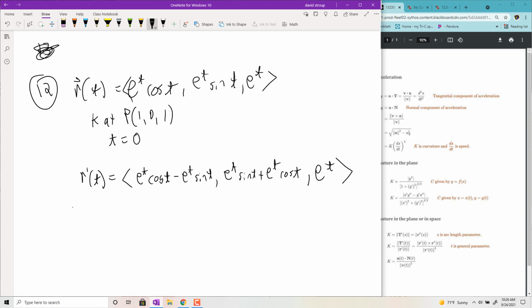So let's get the magnitude of r prime of t. This is going to be the square root of this thing, this first component squared. So I'll have to FOIL that thing. It'll give me e to the 2t cosine squared t.